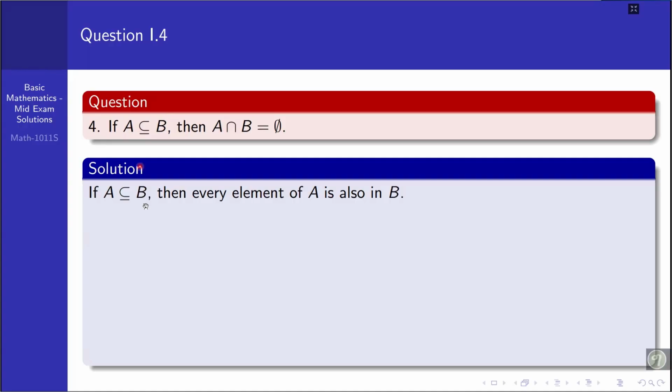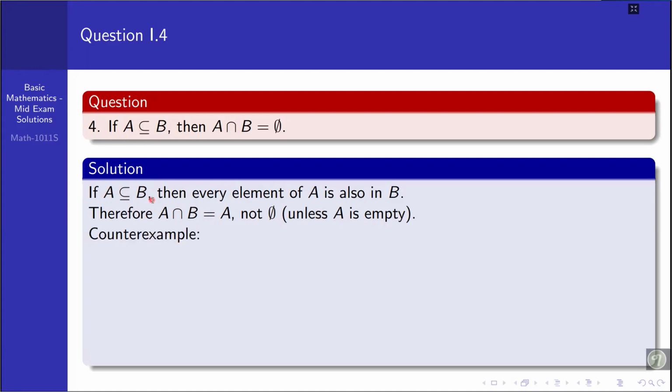So that is the definition of the first set being a subset of the second set. Therefore, A intersection B is not the empty set whenever A is a subset of B, unless the given set A itself is empty. Therefore, the intersection of these two sets will be A if A is a subset of B.